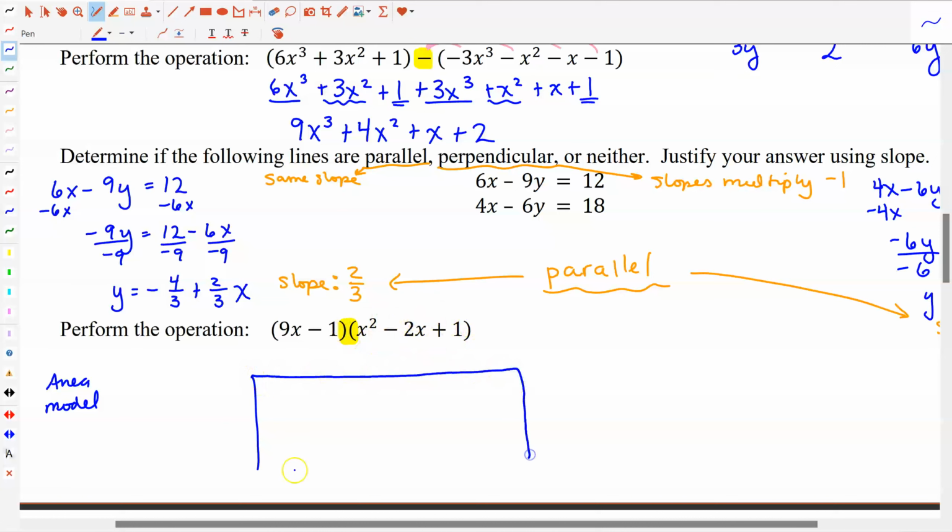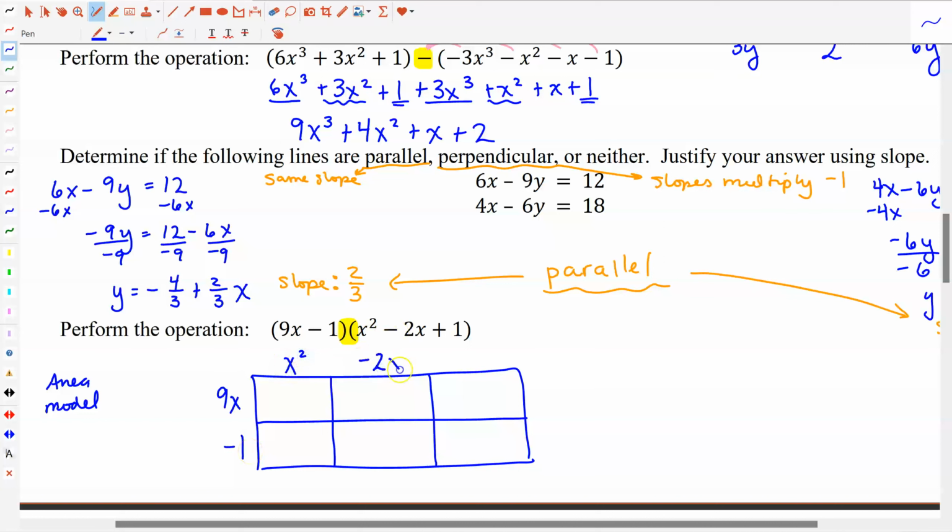So I'm going to go sketch a rectangle, and this side I'll break it up into two pieces, and this other side will break it up into three pieces. So next to each small piece, I'm going to write what the term is. So my first polynomial was 9x and then minus 1. So my two terms are written next to those side pieces, 9x and then negative 1. Across the top, I'll write x squared and then minus 2x and then 1. You could write plus 1, but I'll just leave it as 1.